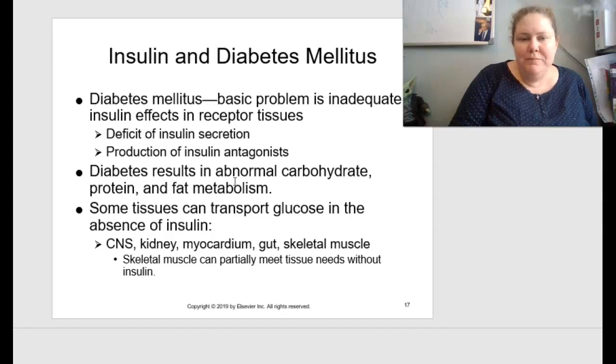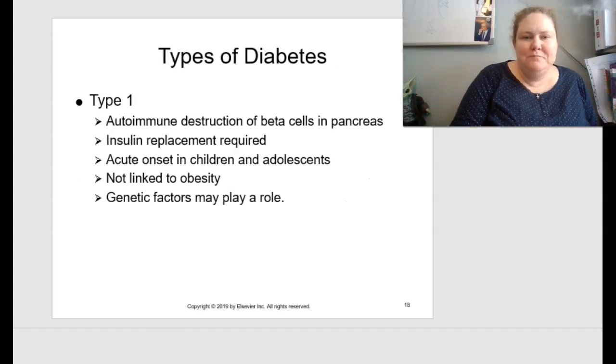under a certain level. Some tissues can transport sugar in the absence of insulin, and those examples would be like the central nervous system, the kidney, the myocardium around the heart, the gut, and the skeletal muscle. And what's interesting is skeletal muscle can partially meet tissue needs without insulin. So that's kind of cool. It's kind of like a little bit of a backup system.